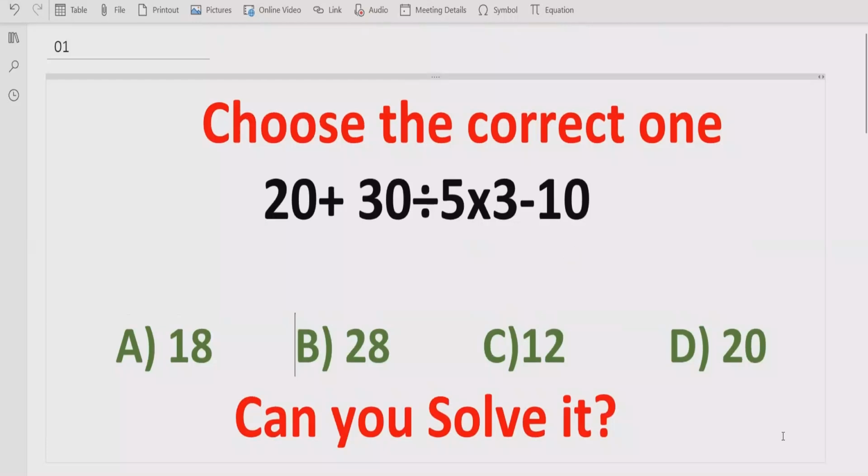Today we will solve another quiz which is related to an arithmetic expression, and it contains the basic operations: addition, multiplication, division and subtraction. So we have to solve this expression and find out which answer is correct. Here we have four answers in the answer list: 18, 28. We have to find out which answer is correct after solving it.